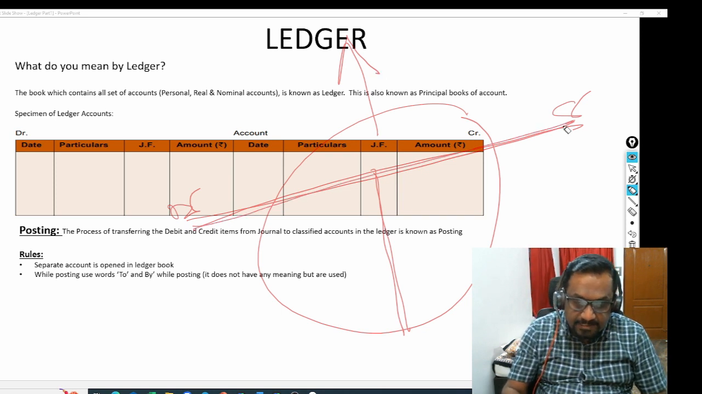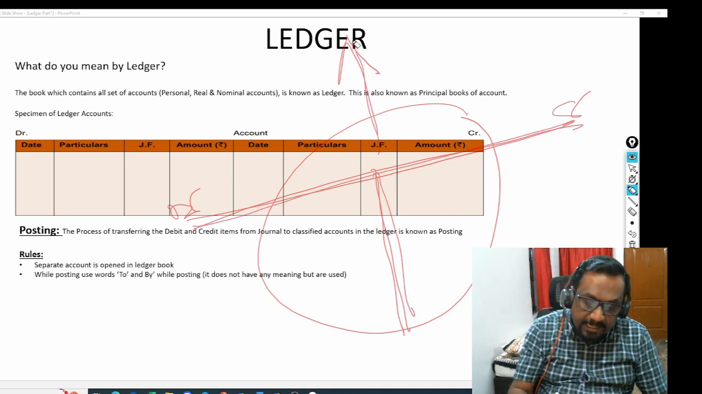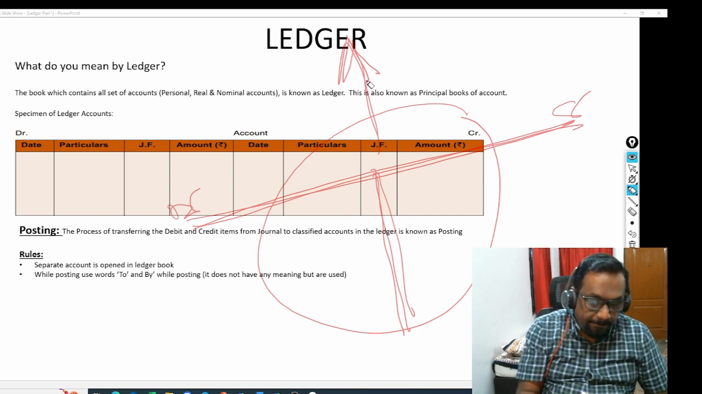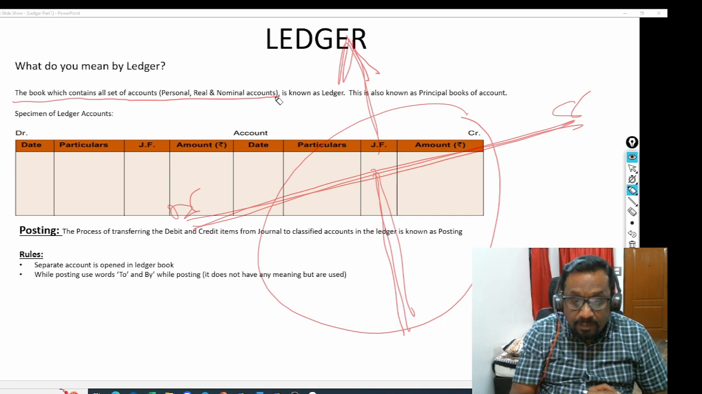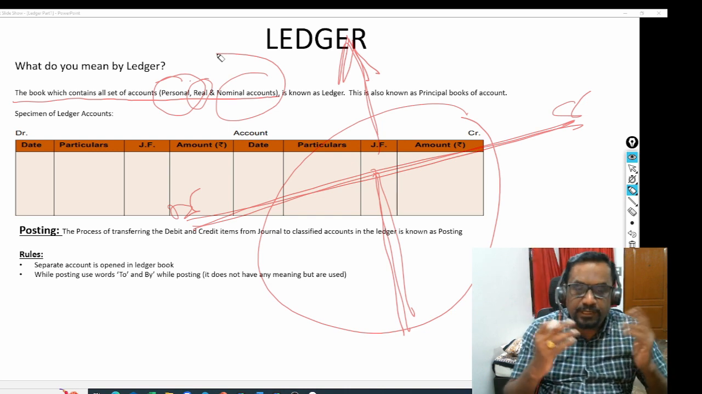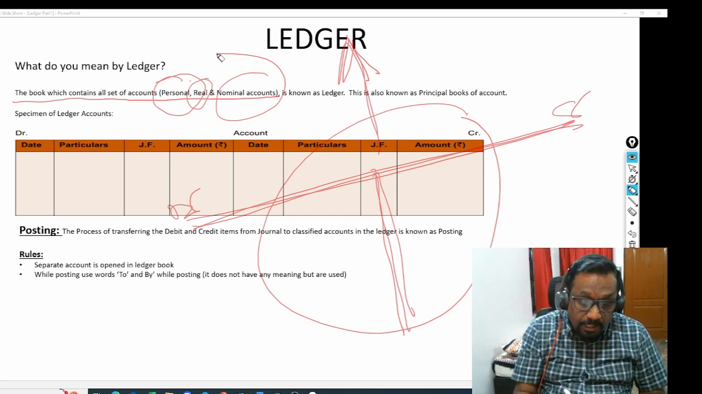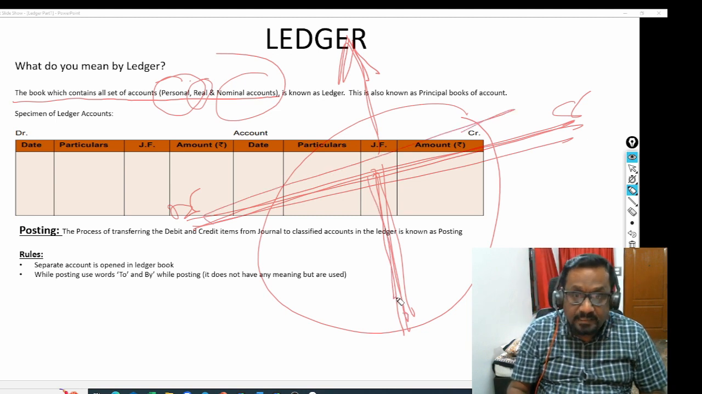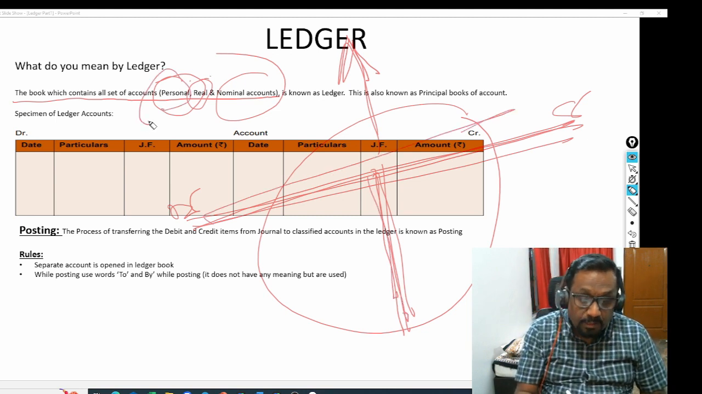These classified statements, these accounts are being maintained in the ledger book. So now you see, the book which contains all set of accounts. What are those set of accounts? It can be a personal account, a real account, a nominal account, or all the three together. You need to maintain these classified statements of personal, real, and nominal accounts in this book.